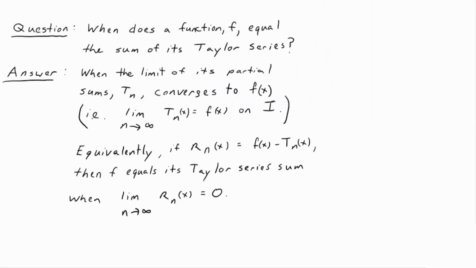So the idea is that if Rn, the difference between the actual sum, f of x, and the nth degree Taylor polynomial used to approximate that sum, goes to 0 as n increases, which is exactly what this is saying, the limit as n goes to infinity of Rn of x, if that equals 0, then f will equal the sum of its Taylor series.